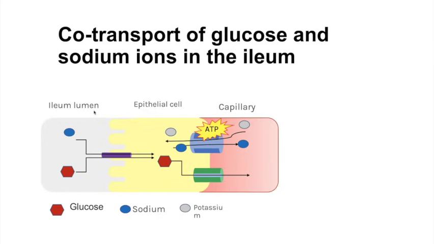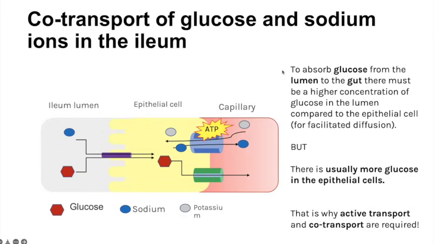Co-transport is a type of active transport, and you learn about it across the course, but one of the key examples you learn about is the co-transport of glucose, or it could be amino acid, with sodium ions in the ileum. And to absorb glucose from the lumen of the gut, there has to be a higher concentration of glucose in the lumen compared to the epithelial cell.